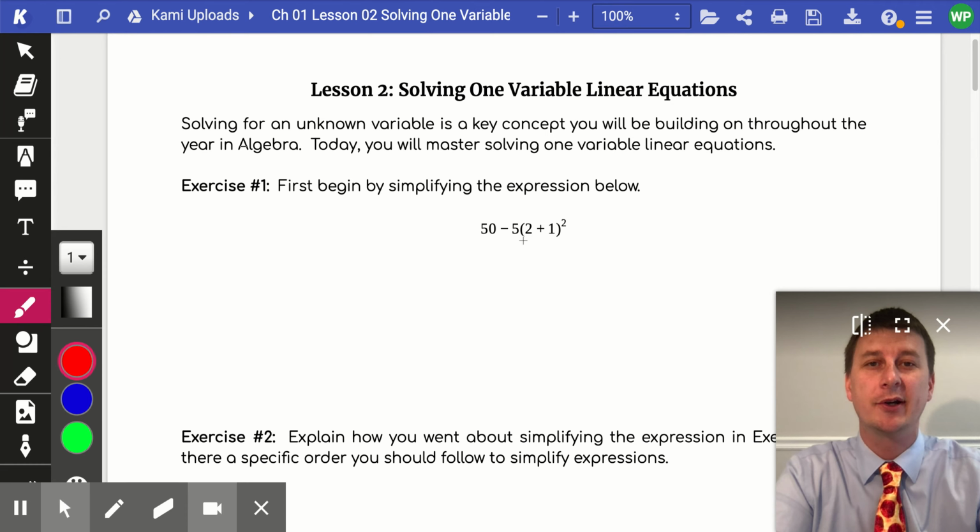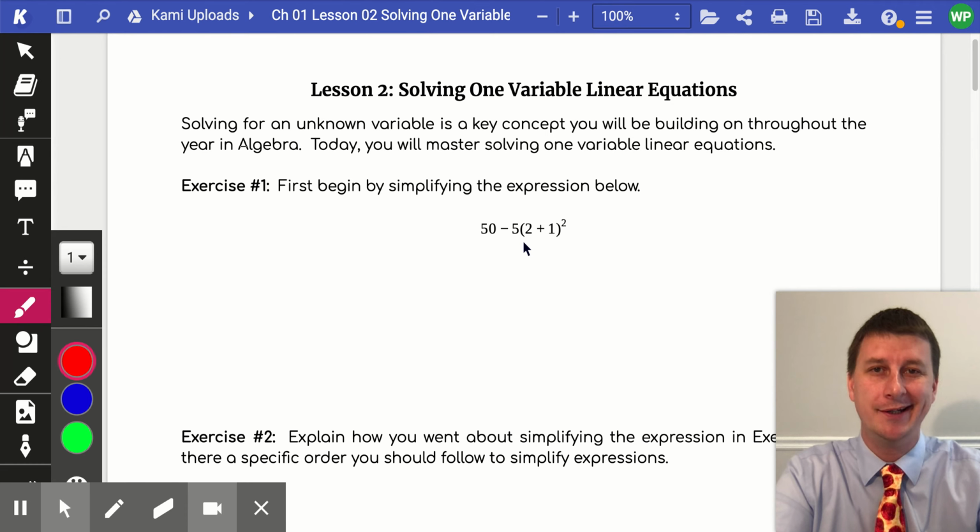And in this lesson, we're going to continue on with Chapter 1, an Introduction to Algebra 1. And we're going to be looking at Lesson 2, solving one-variable linear equations. So solving for an unknown variable is going to be a key concept that you will be building on throughout the year in Algebra 1.